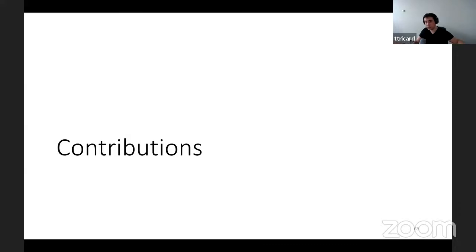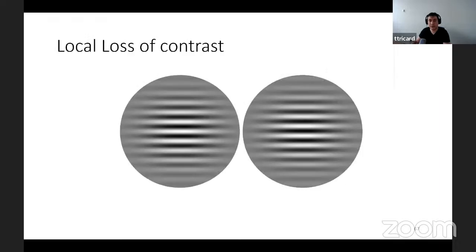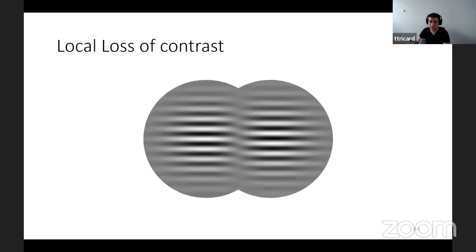Right. So now, how to fix that exactly? To fix that, we introduced the procedural Phasor noise. Here, if we look at two kernels and we mix them together, we can see that already we have this local loss of contrast in the middle of the kernel.